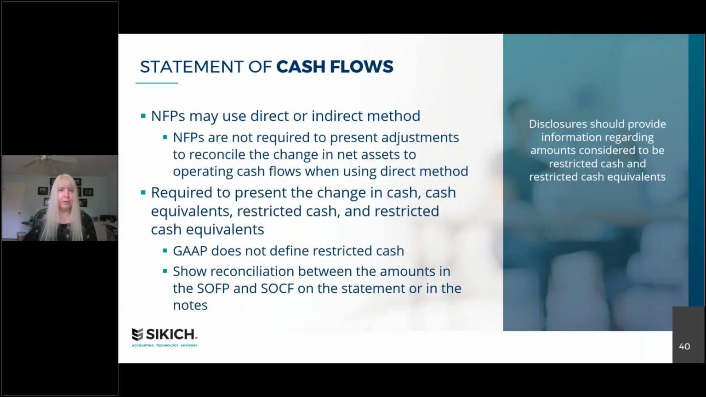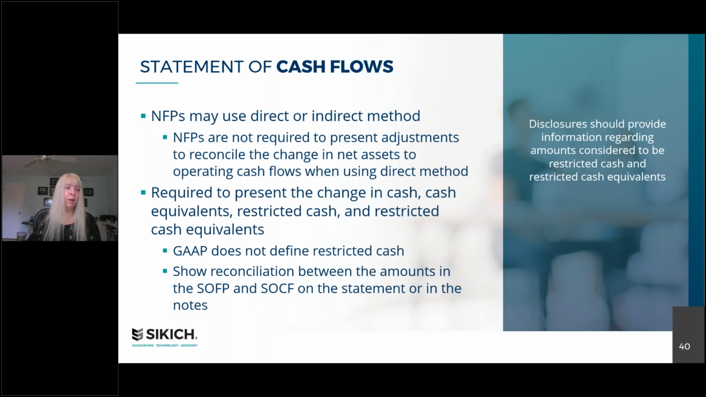All right, next we're going to go to the statement of cash flows. Not-for-profits may use the direct or indirect method. As a reminder, not-for-profits that choose to use the direct method get an out that for-profit organizations don't have. Not-for-profits don't have to present that section of adjustments that reconcile the change in net assets to operating cash flows. They get out of doing that. So if you have that in your statements, it's not wrong, but that part's not required anymore.